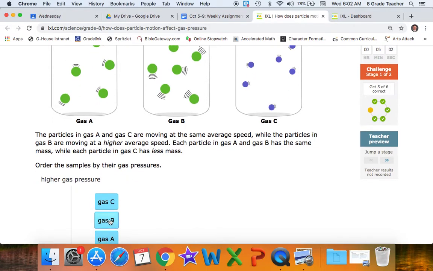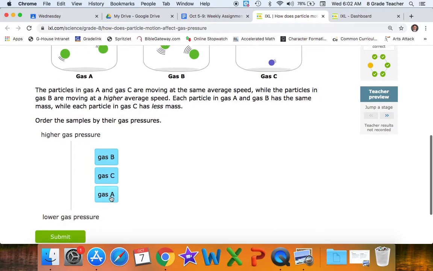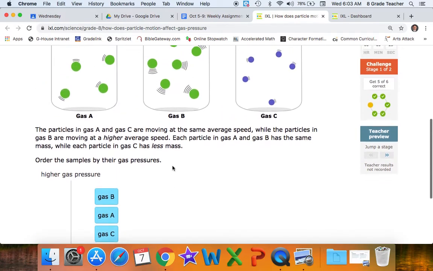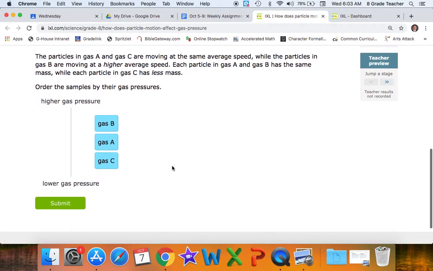So A and C are moving at the same speed, and B is moving at a higher average speed. So I'm automatically going to say B has a higher pressure than A or C because it's moving at a faster speed. I also learn, if I read the second sentence, each particle in gas A and B has the same mass. So B is going to be the highest level of pressure. A is going to be next because A and C are moving at the same speed, but A is actually heavier than C. So my order B, A, C shows which of these pressures are in order based on the factors that are given.